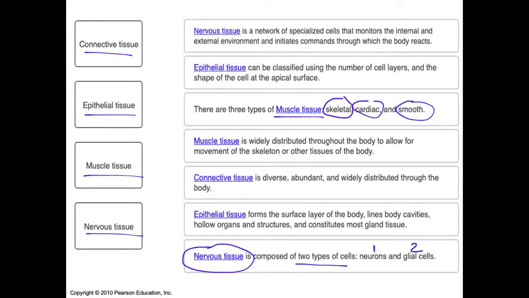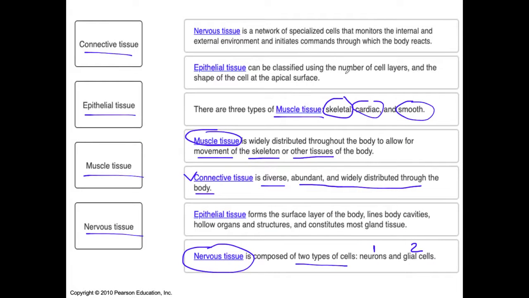What type of tissue is distributed through the body to allow for movement of the skeleton and other tissues? Well, that again is going to be muscle tissue. Okay, what's the most diverse and abundant and widely distributed tissue throughout the body? That's connective tissue.